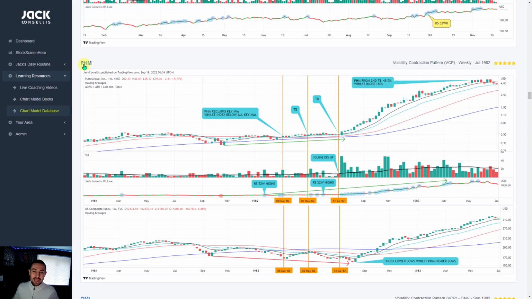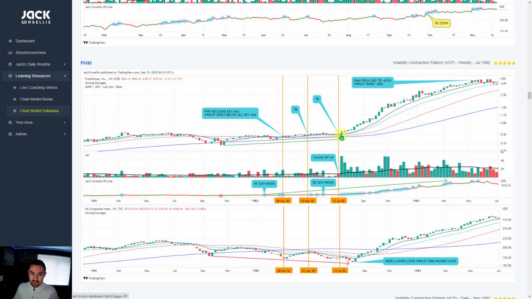So we've got PHM on the top here, weekly chart, July 1982, and then below that we've got the Nasdaq Composite. So these dates are lined up, and this is then to illustrate the point of relative strength as well. So do you see how the stock actually makes its low here in September 1981, and then it starts building higher lows. So the VCP nature of it, right? 1 contraction, 2 contraction, 3 contraction.